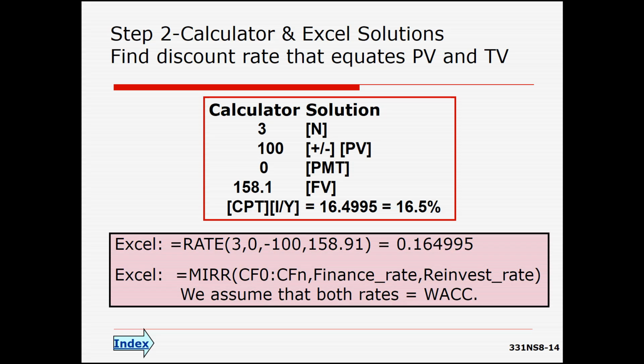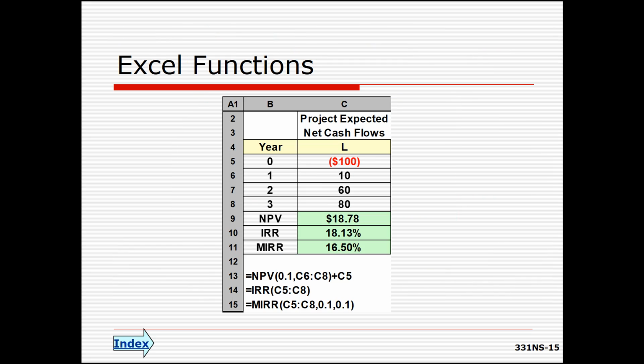In Excel, you can use the rate function. Excel also has a dedicated MIRR function. Note that the Excel MIRR function asks for 2 rates. The finance rate is the discount rate applied to the outflows. Since we only had one outflow, this wasn't used. The reinvestment rate is the future value rate. For any problems we have, we used the weighted average cost of capital for both. This recaps the Excel functions for our sample project, computing NPV, IRR, and MIRR.